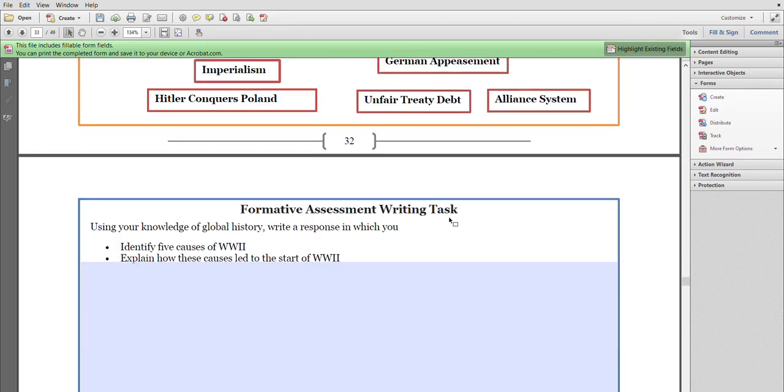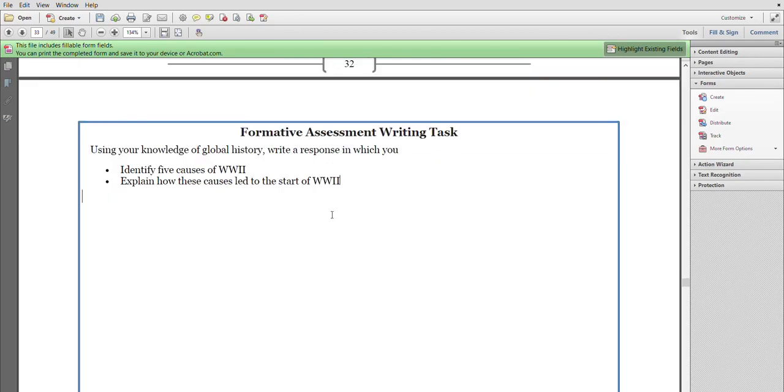Now you have a formative writing task, which is, using your knowledge of global history, write a response in which you identify 5 causes of World War II, and explain how these causes led to World War II. All right, you're going to type your response here. Want to make sure that you know that you should be using evidence from the previous 32 pages in this answer. Okay, you can cite your evidence by putting in the citation page 12, for example. All right.